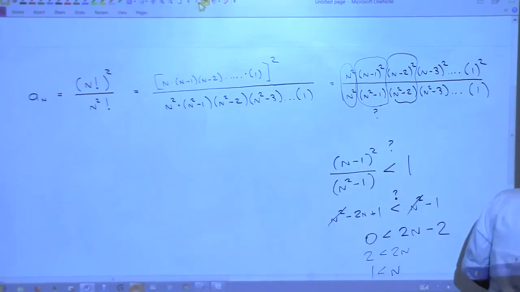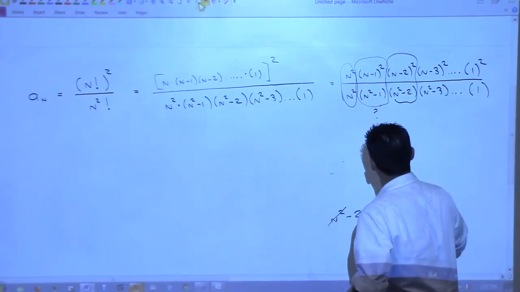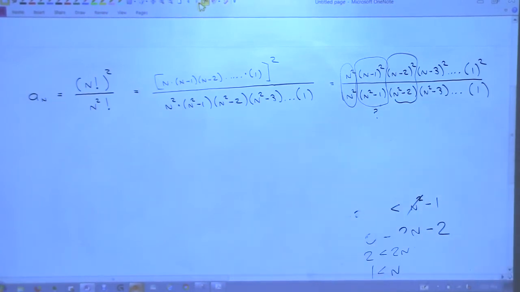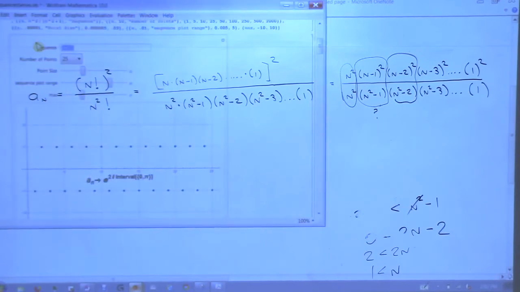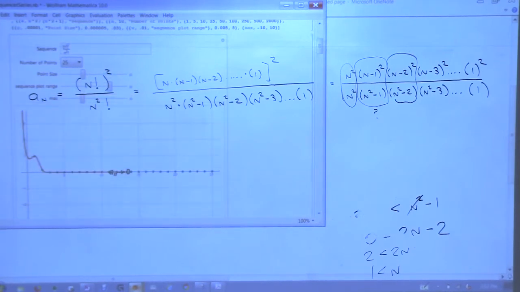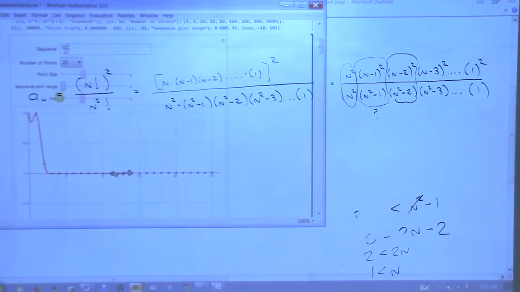All right, let's move on. I'm leaving this as kind of a... Do you want to have the computer graph it real quick and see what it does? Let's see if the computer gives us an idea. What was it? N factorial squared, right? So n factorial squared over n squared factorial. Well, how about that? Boy, that looks like that converges to 0.